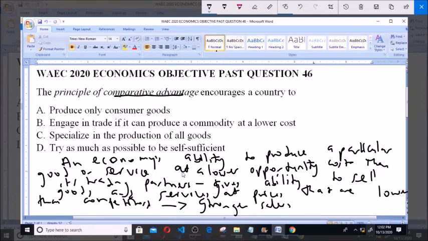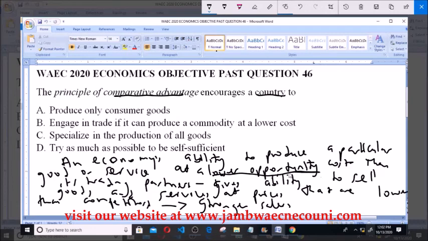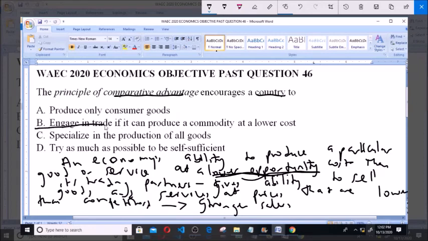Now, aside this, it also encourages a country to engage in trade as it can produce at lower opportunity costs. So the country will be able to produce goods, hence encouraging the country to engage in trade, which will then boost the country's economy and revenue. So the point I've just made is option B, engage in trade if it can produce a commodity at a lower cost. So option B is the correct answer to this question.